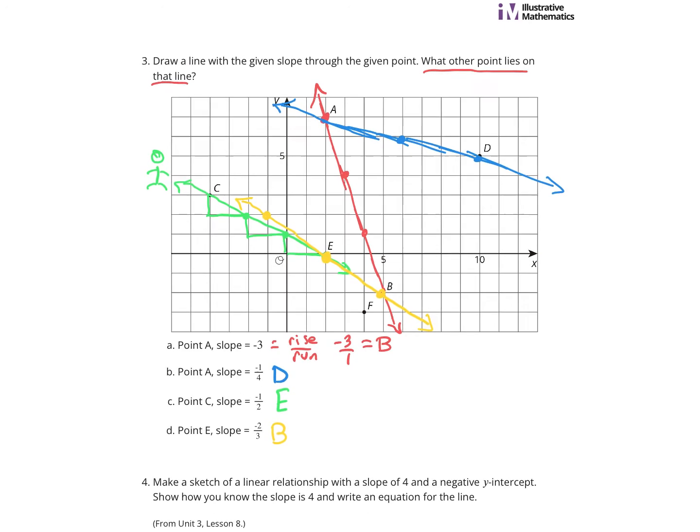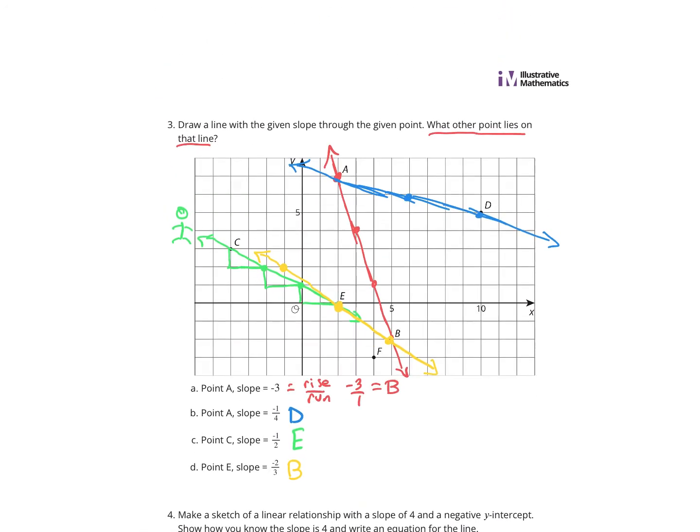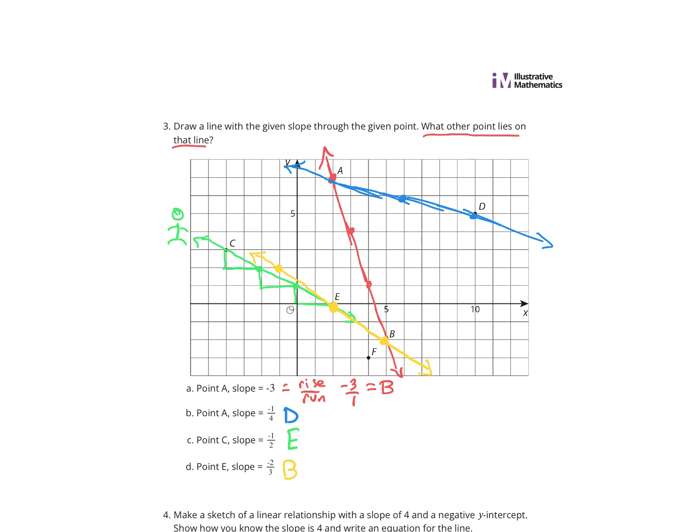Okay, and our last one, I'm going to ask you again to pause your video. This is a review. This is from what we've done in the past. So it says, make a sketch of a linear relationship with a slope of 4 and a negative y-intercept. Well, this is a little bit tricky because you don't have a graph. So I'm going to go up to the next top and I will use the black for this. And it says a slope of 4 and a negative y-intercept. So that would mean anywhere below 0 could be our y-intercept. I'll put it right there.